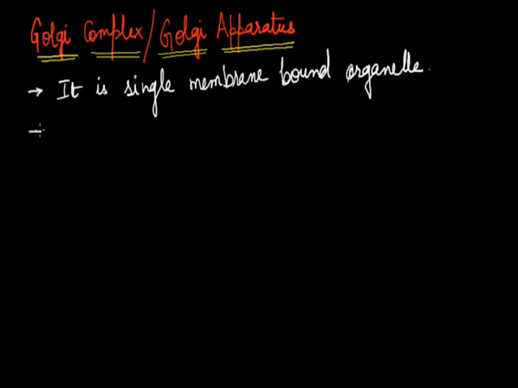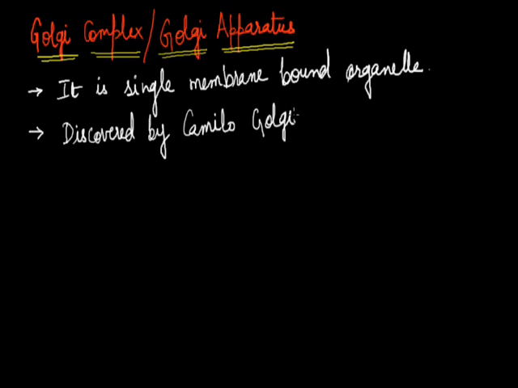It is named Golgi complex or Golgi apparatus in honor of the scientist who discovered them, that is Camillo Golgi, in 1898. So it was discovered by Camillo Golgi. In the plant cells, the Golgi complex or the Golgi apparatus is also known as dictyosomes. So in plants, dictyosomes.